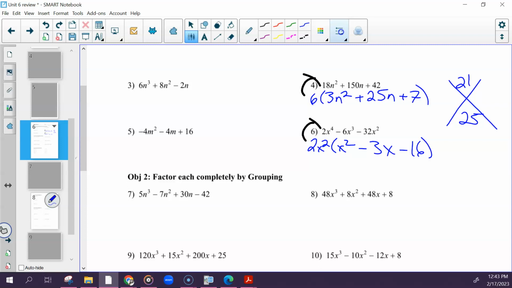If I try to think of factors that multiply to be negative 16 that add to be negative 3, there aren't any. So that is your final answer. Okay, questions on that?